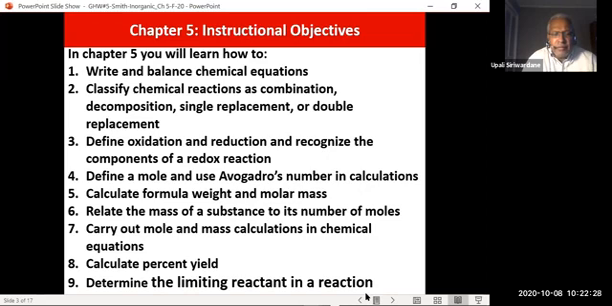Relate the mass of a substance to its number of moles. That's the mass conversion to moles. Then do the stoichiometry. Carry out mole and mass calculation in chemical equation. Calculate a percent yield of a reaction and determine the limiting reactant in a reaction.